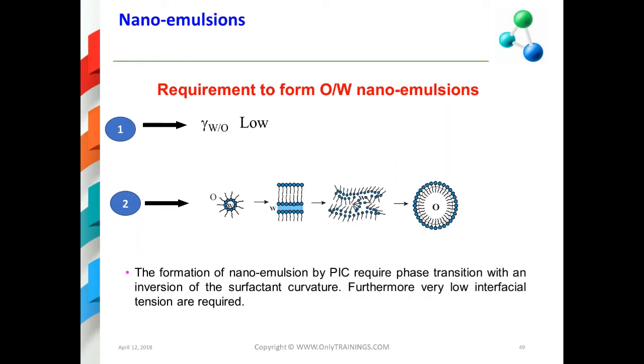and an inversion of the curvature of the surfactants at the interface. So, for example, passing from water in oil to laminar structures to bicontinuous microemulsion, and finally to obtain the oil in water droplets.